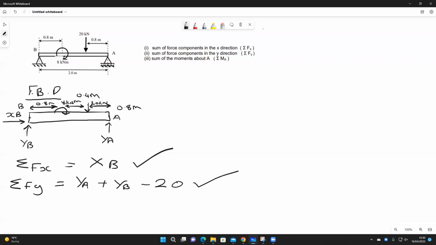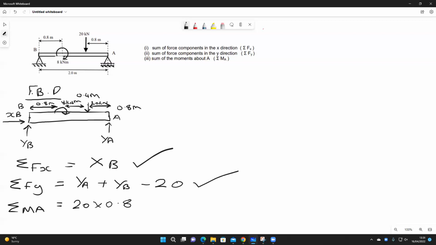So next we then work out the moment. As shown in the previous video, the moment is force times perpendicular distance. So the same principles apply. In this case, we've got a force or point load pointing down. So we've got 20 multiplied by 0.8, which is its perpendicular distance.